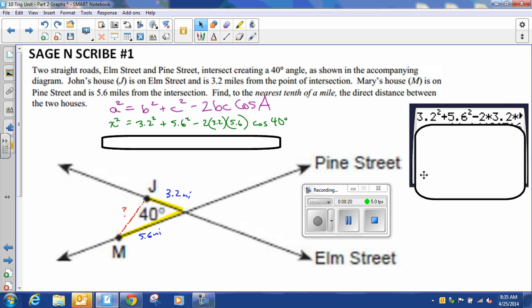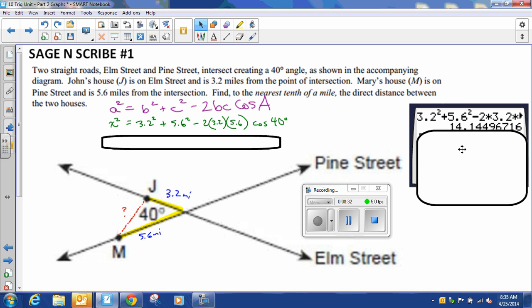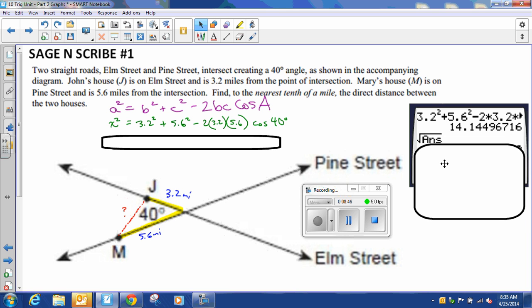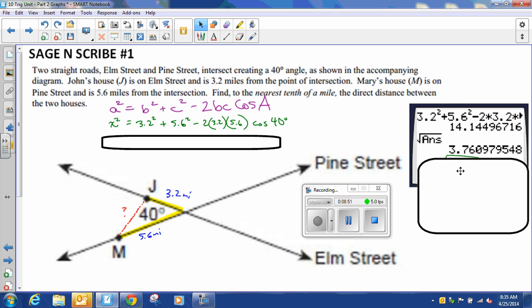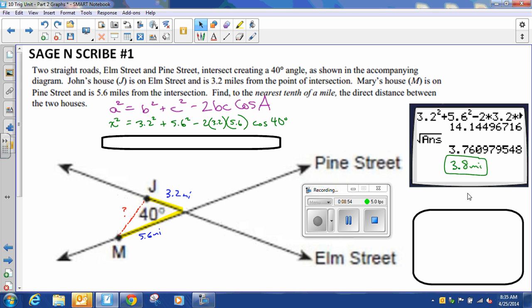And as you can see, I plugged it in over here. 3.2 squared plus 5.6 squared minus 2 times 3.2 times et cetera, et cetera. This calculator doesn't show it all because this little arrow means there's more to that formula. And when we calculate, we end up with 14.14, et cetera. Now, because this is really x squared equals this, we have to take the square root of both sides. So we do square root of the previous answer, and the result is 3.8 miles.